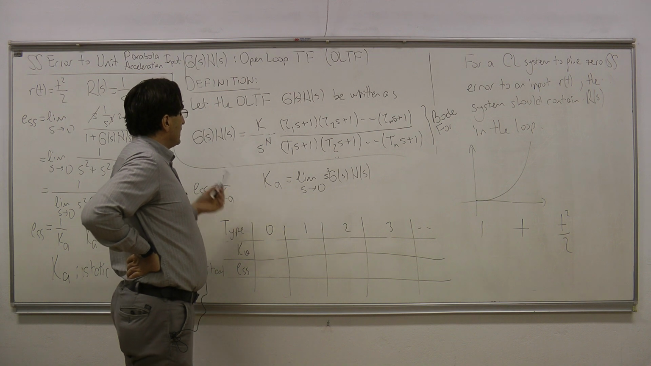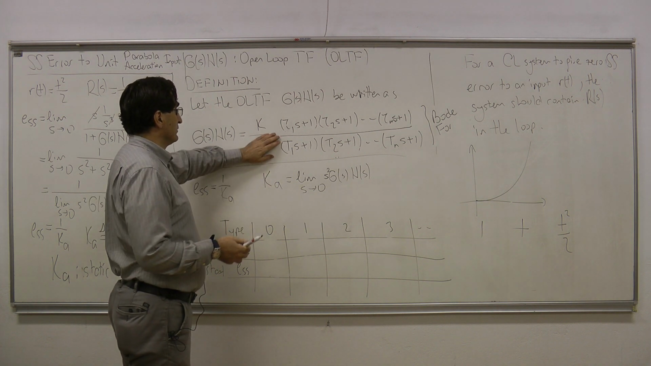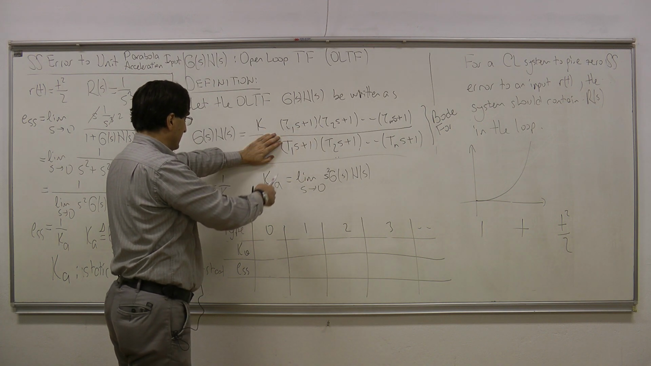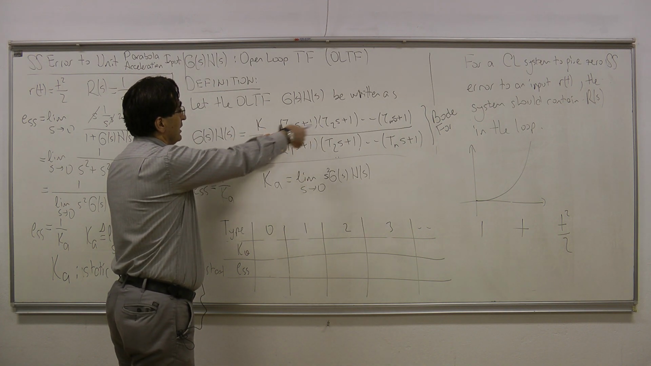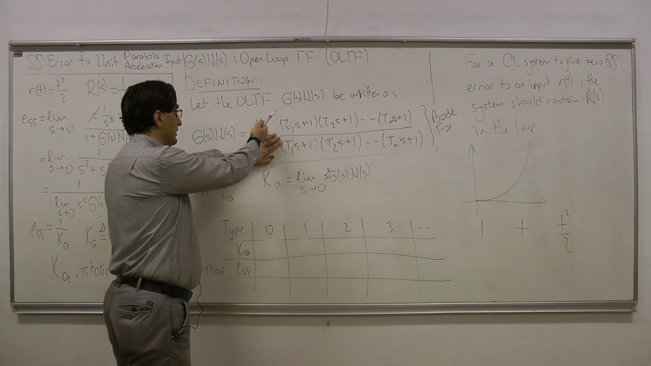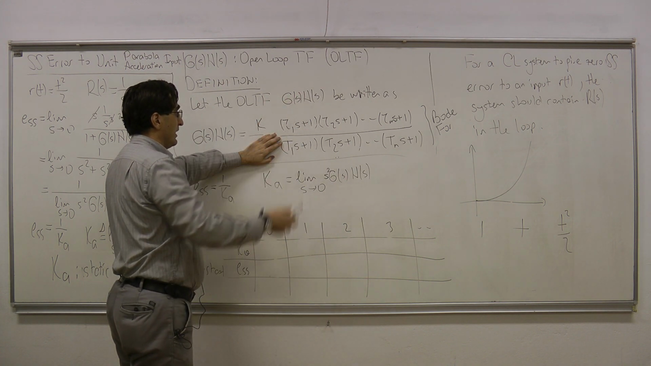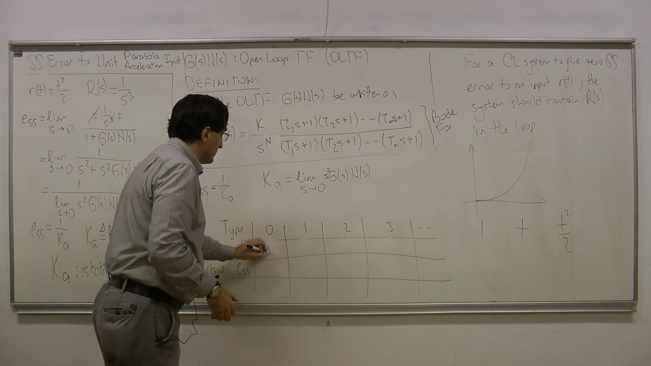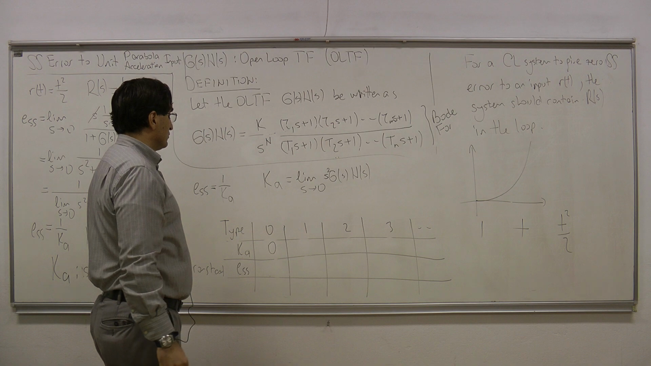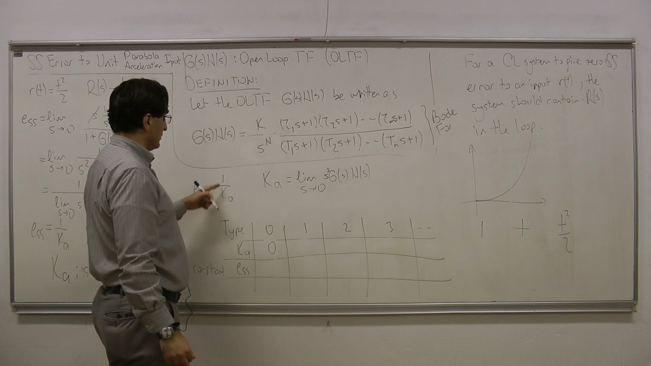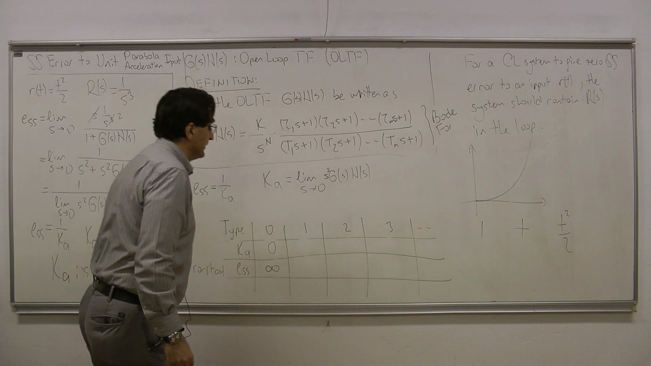So if type is 0, then I don't have this. Multiply this with s squared, and I would have here s squared times everything here. Limit as s goes to 0 will be limit of k s squared as s goes to 0. So Ka in this case would be equal to 0. And what about the steady state error? It is 1 over 0, which is infinity.